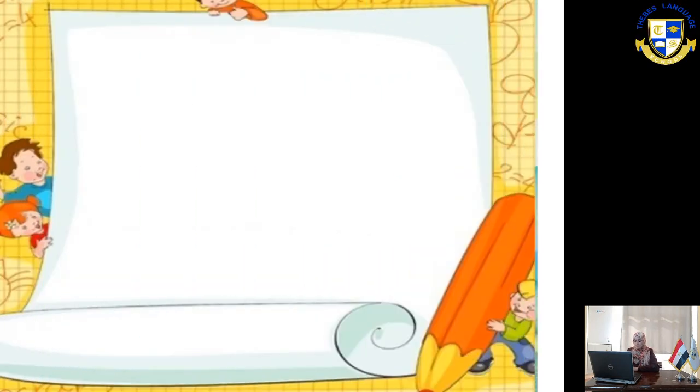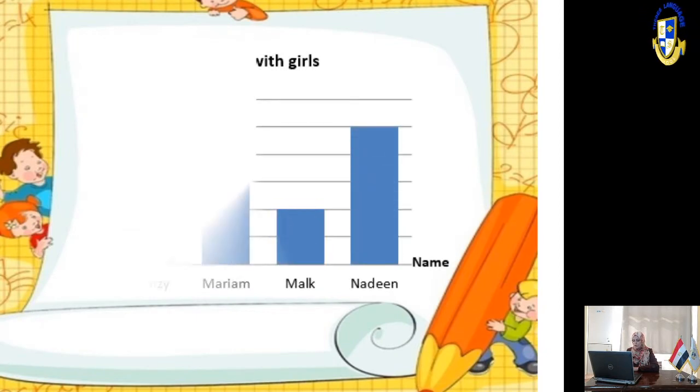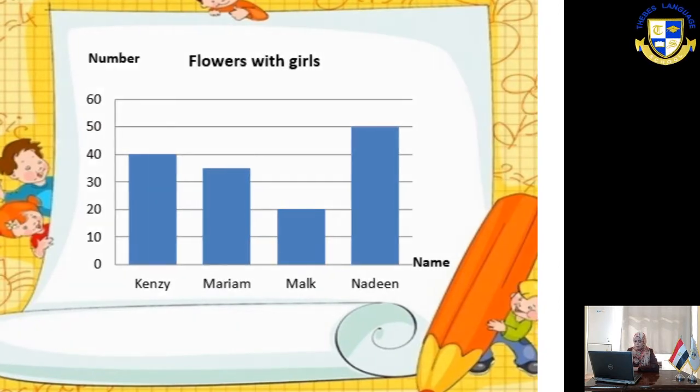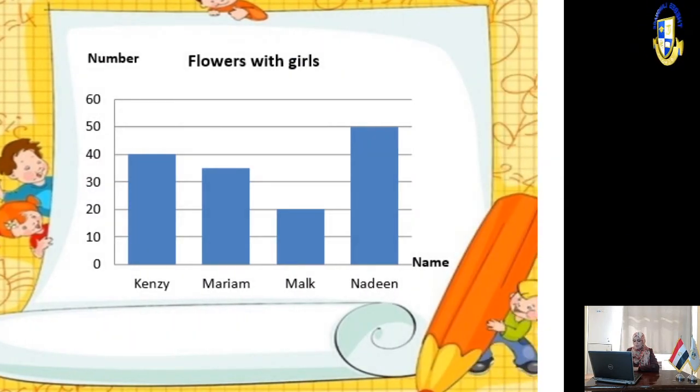Let's do them by bar graph. Flowers with girls. You have Kinsey, we'll have 40. You have Maryam, 35. Malak, 20. And Nadine, 50.